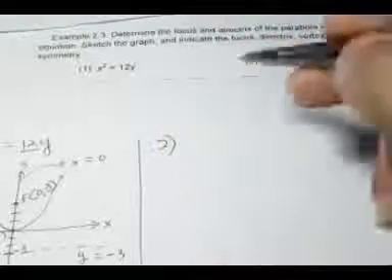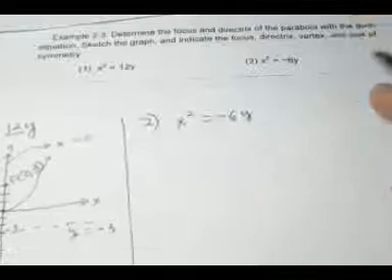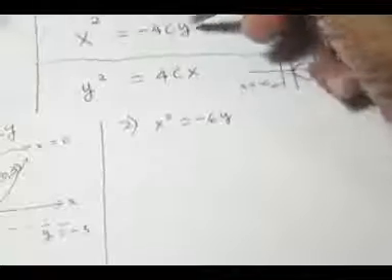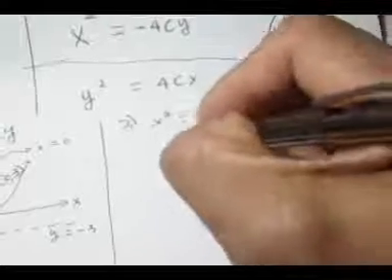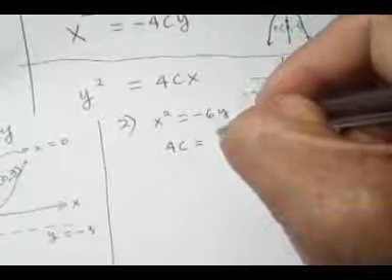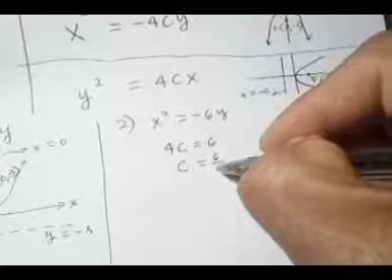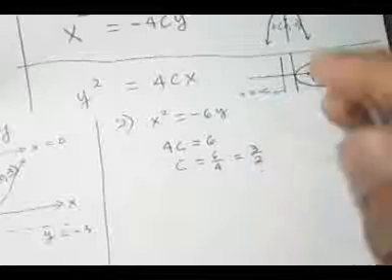Okay, number 2, x squared equals -6y. Take note, this belongs to type number 2: x squared equals -4cy. In other words, our 4c is 6. So c is equal to 6 over 4, and reduced, this is 3 halves.